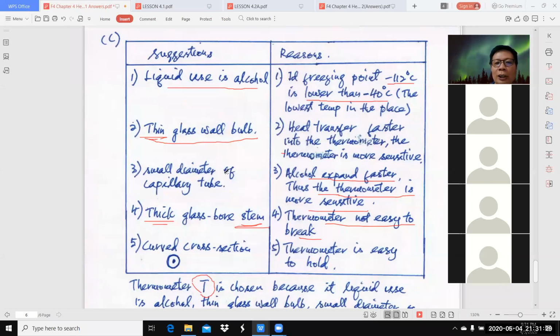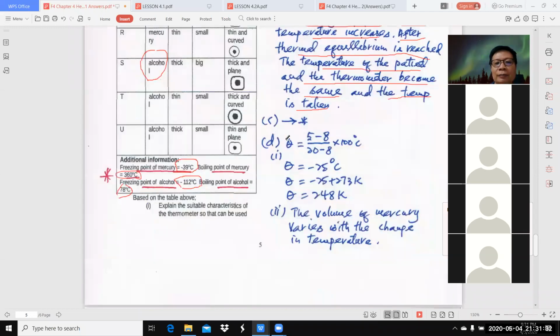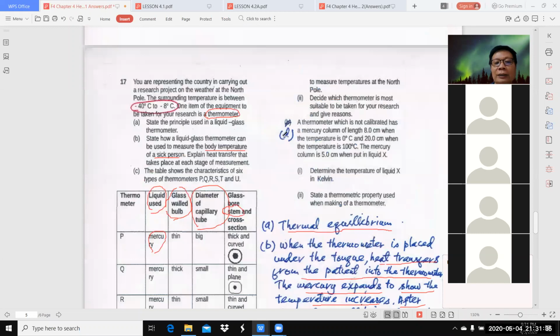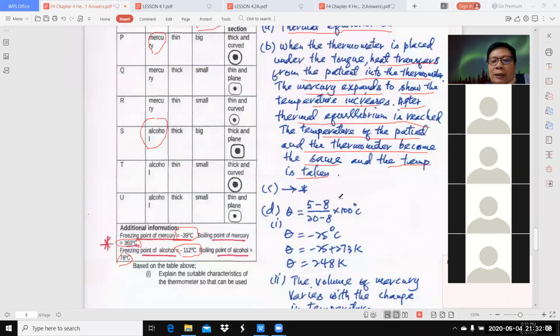Okay, calculation last part. You see yourself. The question is like this. A thermometer which is not calibrated has a mercury length of 8 cm when the temperature is 0. When the temperature is 100, the mercury column is 20 cm. When the column is 5 cm, determine the temperature at that moment in Kelvin, and state the thermometric property used. So the answer is here.